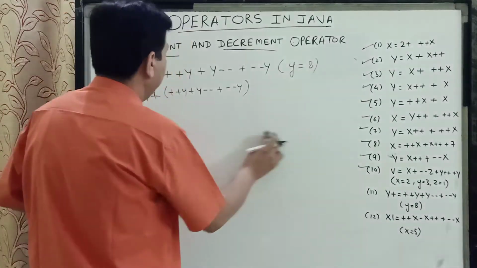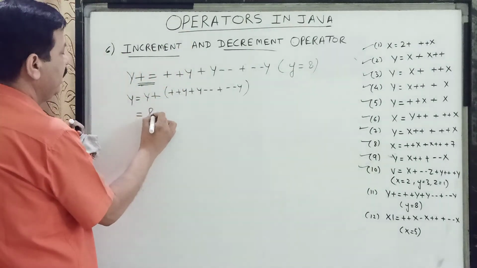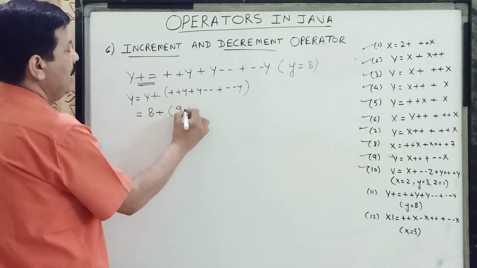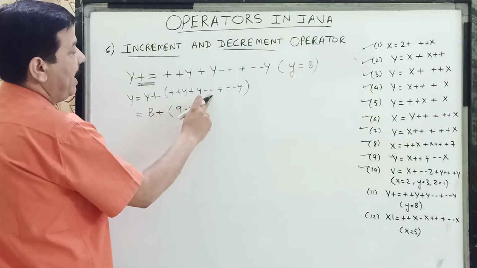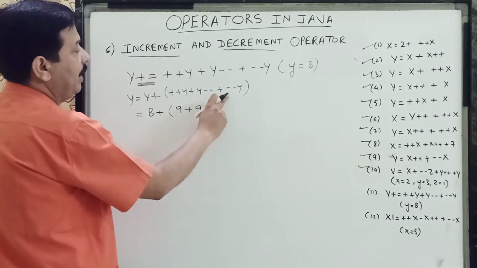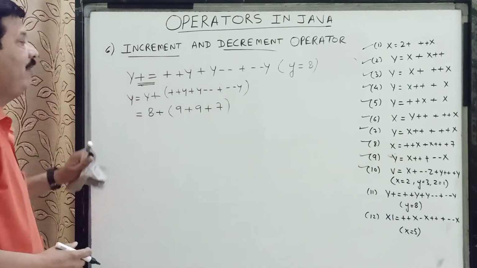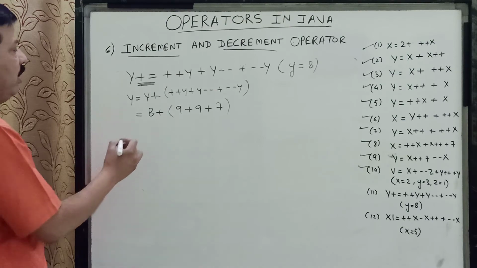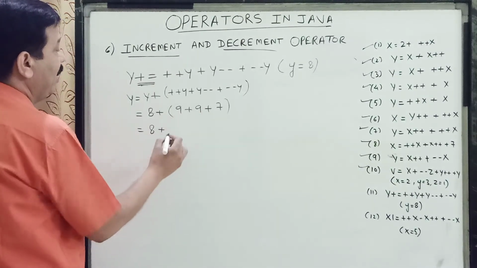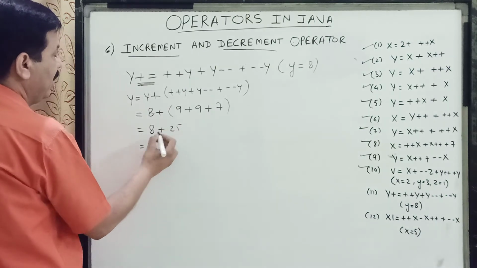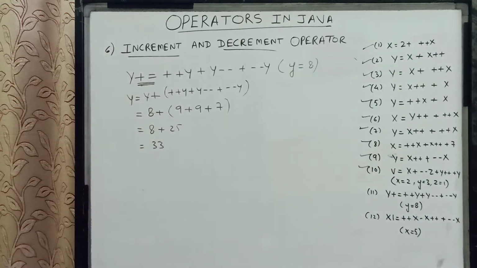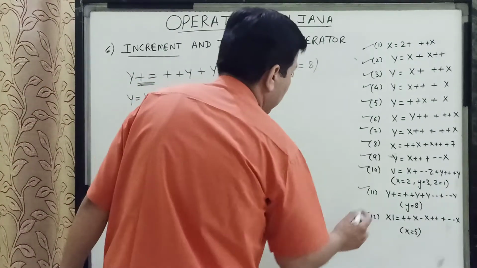Now we evaluate it, children. y is 8 initially, then plus, we put a bracket, then plus y means 9, then again 9, and then minus means it becomes 8, and then plus, again it is a pre-increment, then it becomes 7. So these are the values, children. So it becomes 8 plus 18 and 7, that becomes 25, and it becomes 33. So this is the answer to this. This is of 2018.